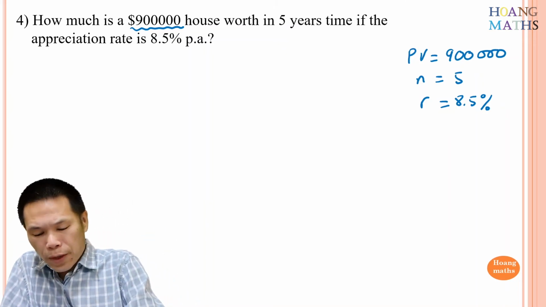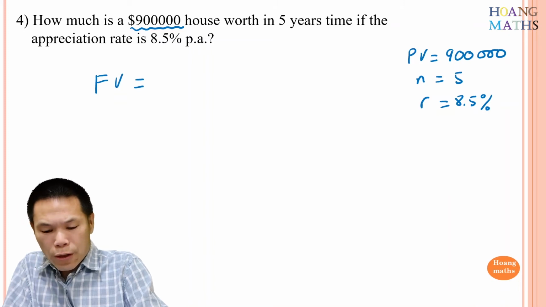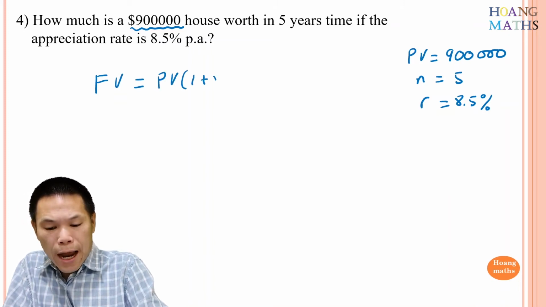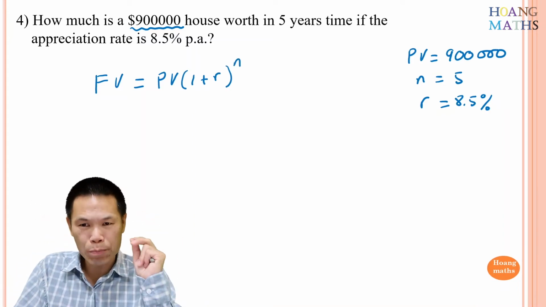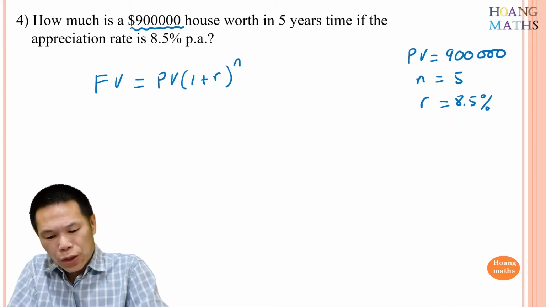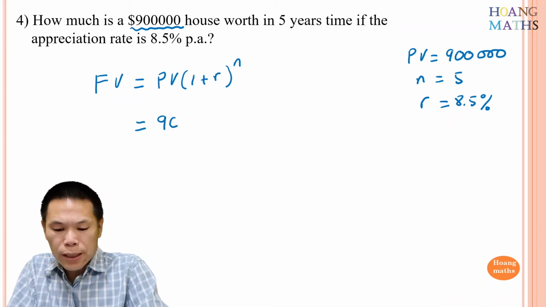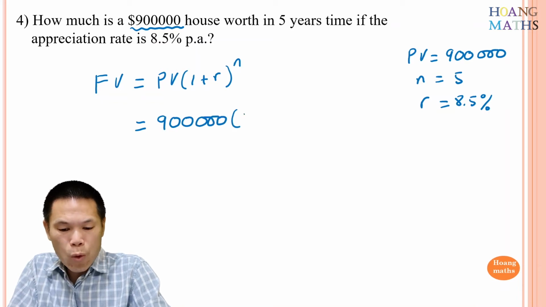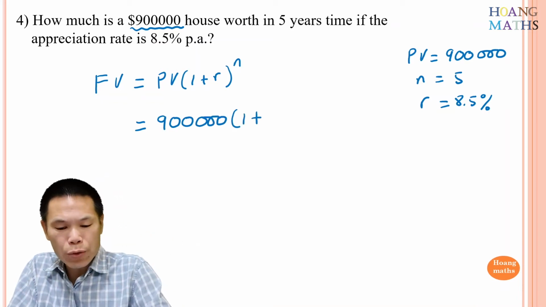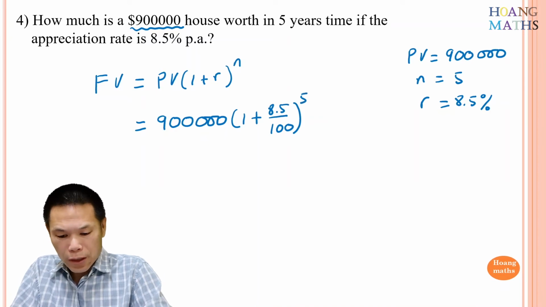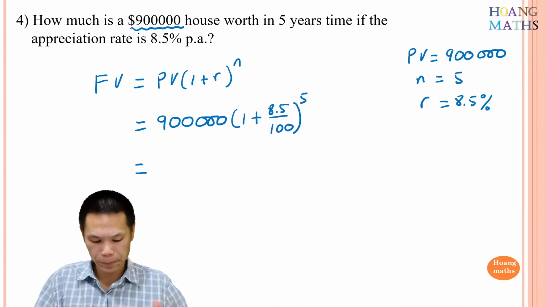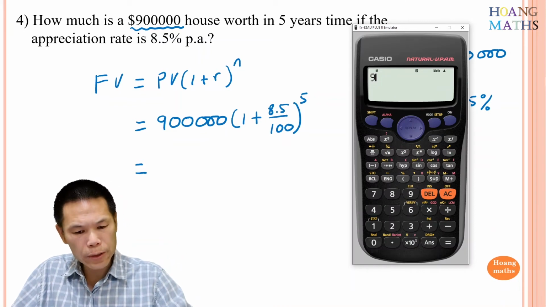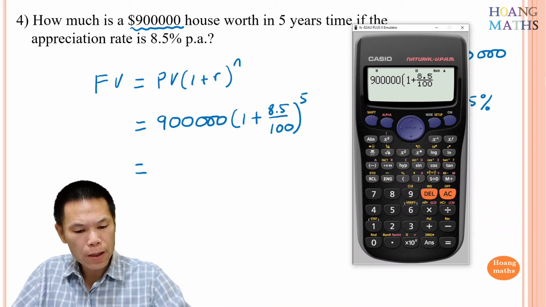So the future value, FV, is equal to the present value times 1 plus R to the power of N, or A is equal to P times 1 plus R to the power of N. Now PV, that is the present value, is $900,000, and 1 plus the rate, that is 8.5%, to the power of 5. So now I just put that on a calculator. I just go 900,000 times 1 plus 8.5%. Percent means per 100, okay? Just keep that in mind. And then power of 5.